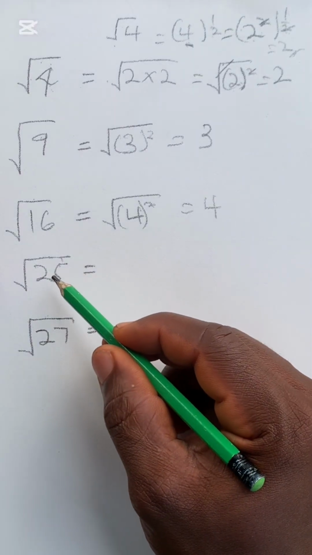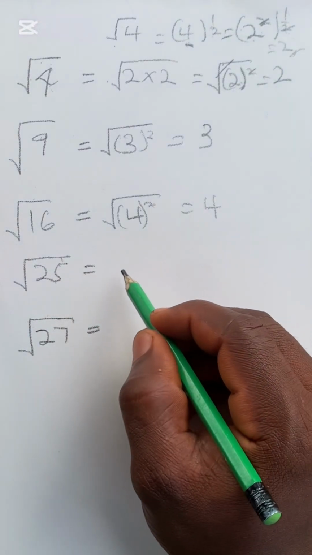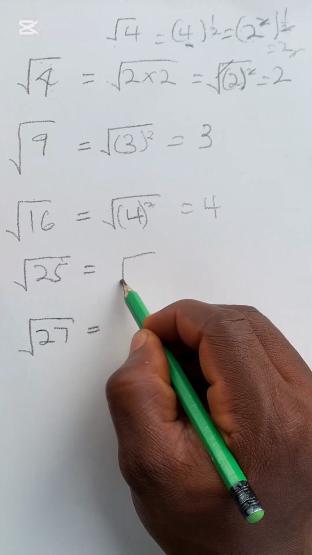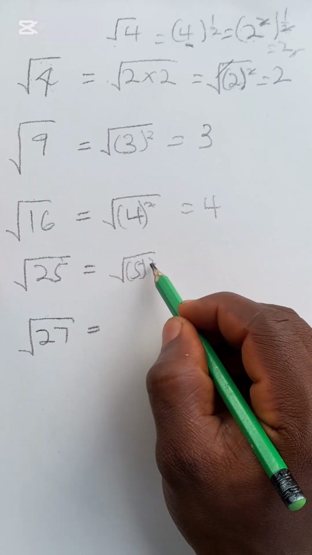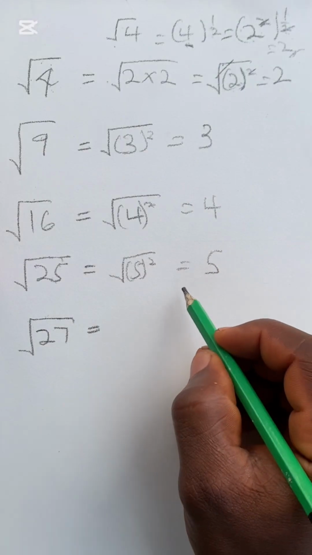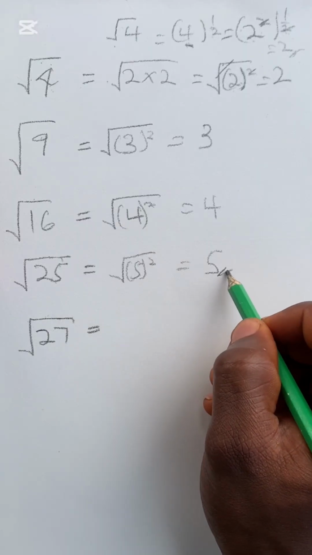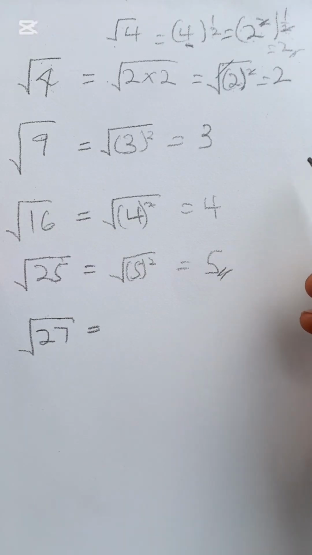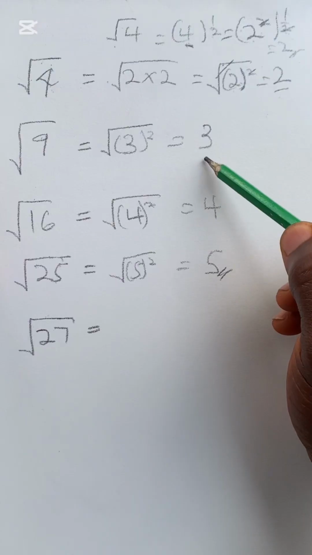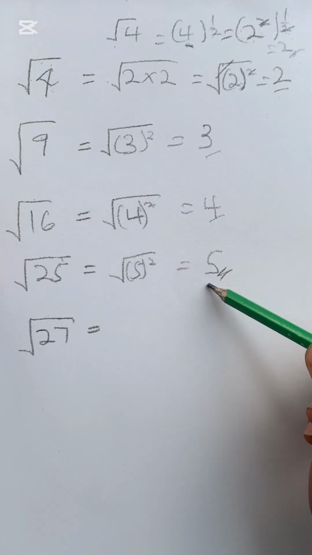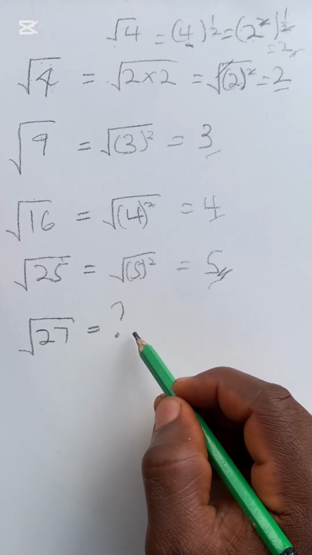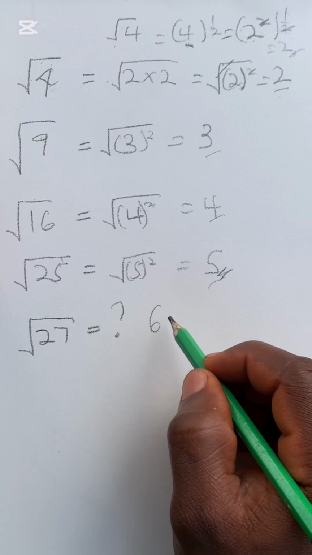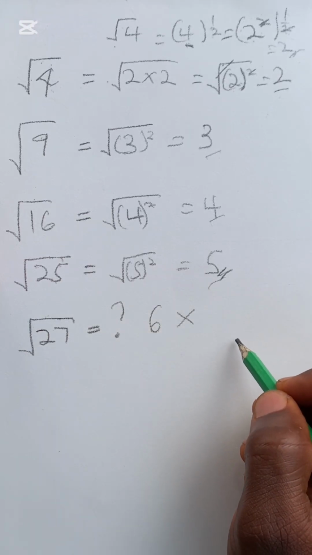Then this is what? 5 times 5, which is what? 5 as the answer. Then if you watch the pattern, 2, 3, 4, 5. What is this? Is this 6? Actually, 6 is wrong. Why?